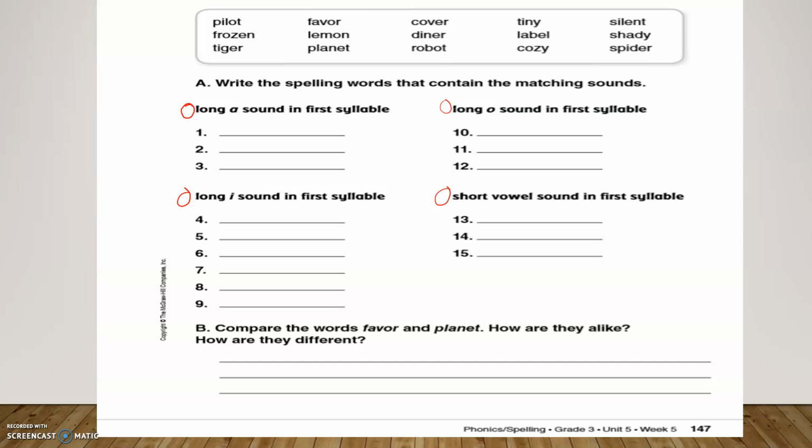So pilot. Favor, it's favor. Remember, all these examples are open syllables. So all of them have a vowel at the end of each first syllable.